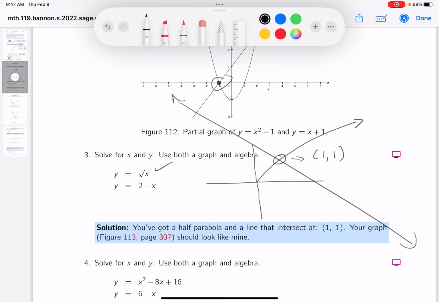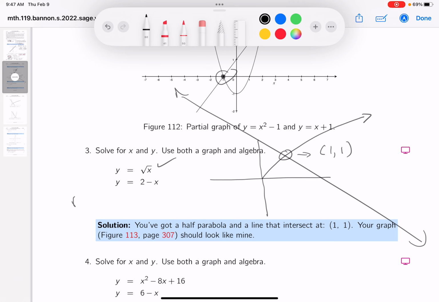Let me do the algebra, though. And what's the algebra substitution? So I would say root x equals 2 minus x. And what I want to do is go back to what you learned in Math 100. You'd square both sides, right? It's kind of a dangerous operation. I'm hoping your teachers told you that, but you can do it.